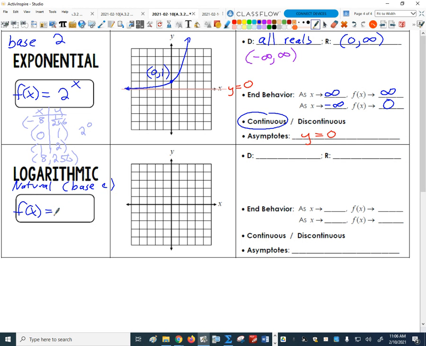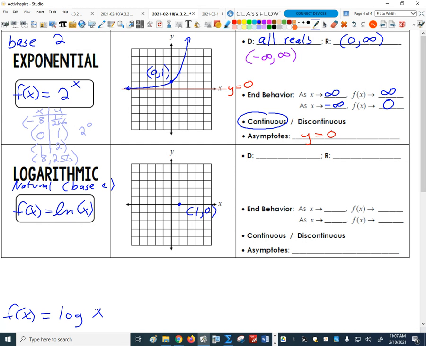We write it as an ln, like a cursive ln. So the natural log of x. There are other kinds of logs, though. Sometimes you'll see it written like this, and that means a base 10 log. I don't want to get into too much detail on this because the point is they all look and behave the same. They're all going to go through the point (1, 0).